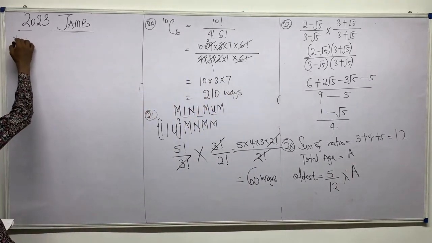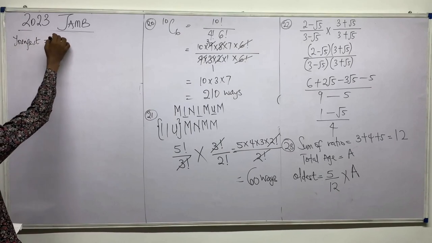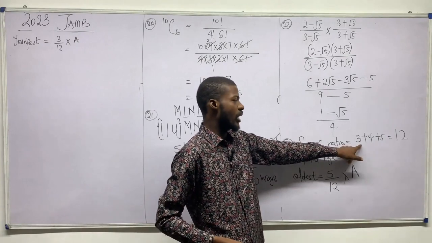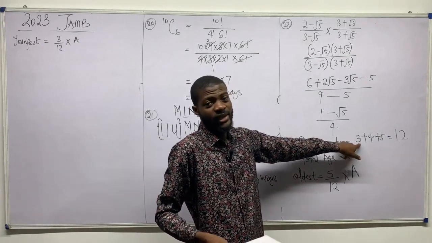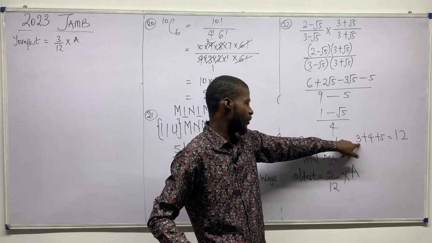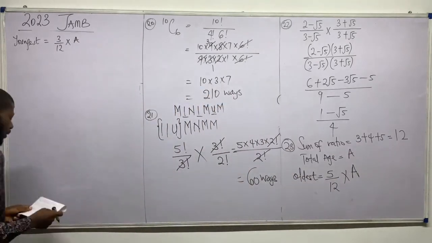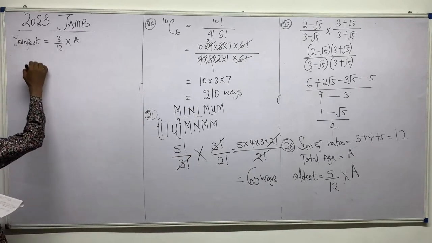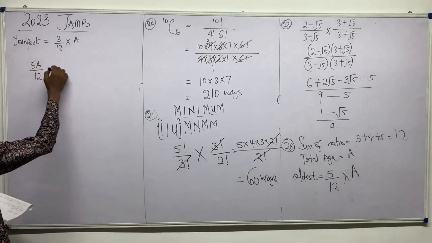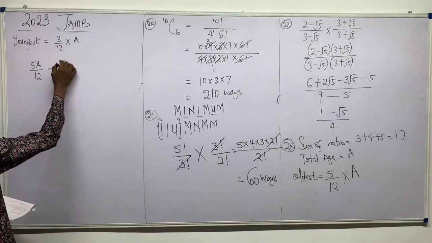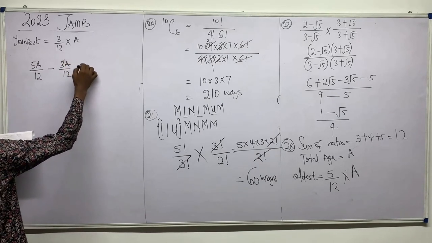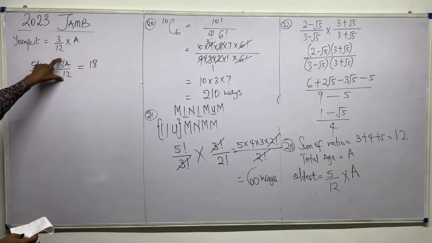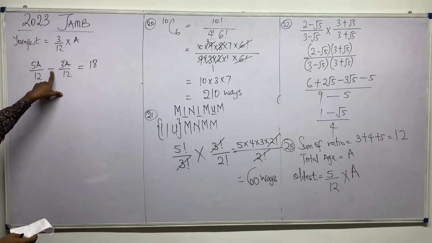Then what about the youngest? The youngest is going to be 3/12 times A, because 3 is the smallest of the ratio. They said the difference between their ages, meaning the oldest, 5/12 A, minus the youngest, 3/12 A, will give us 18 years. The difference between the oldest and the youngest will give us 18. And difference means what? Minus.